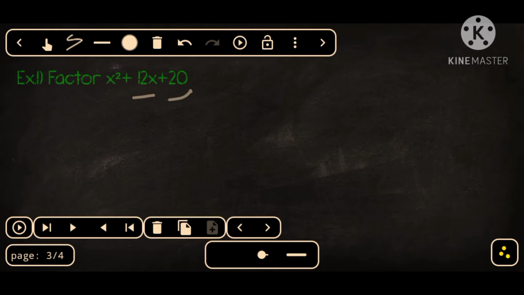So again, think of two numbers in which if you're going to multiply, the result is c. Then if you are going to add, the result is b, the numerical coefficient of the second term. Okay, so let us try. Applying the trial and error method, we are going to think of the factors of 20.